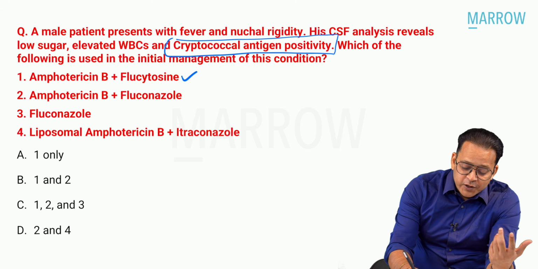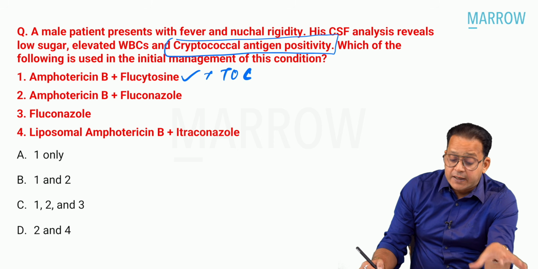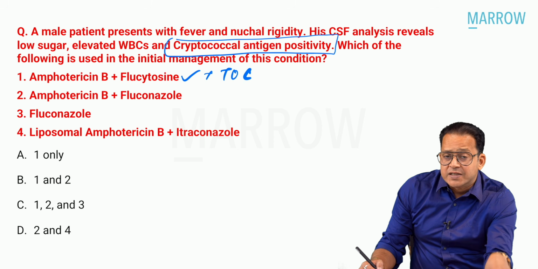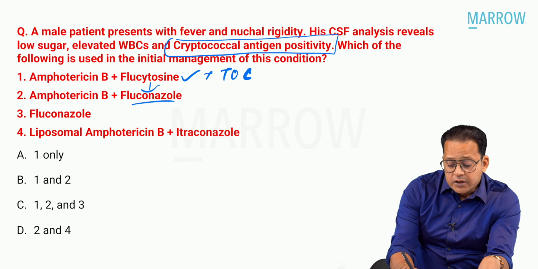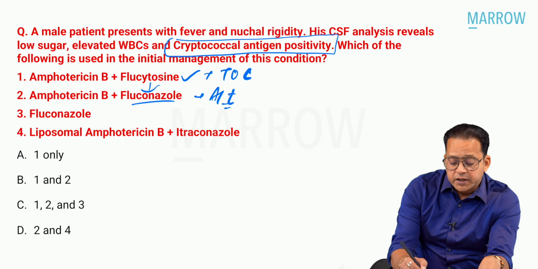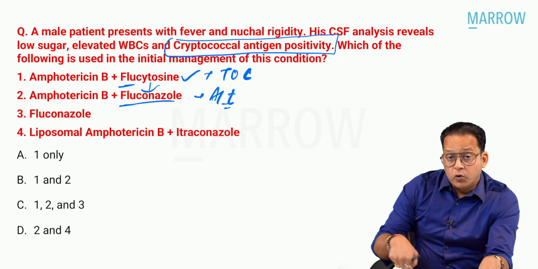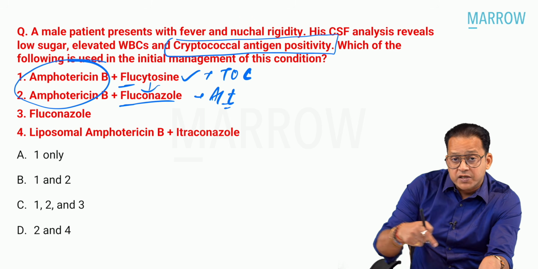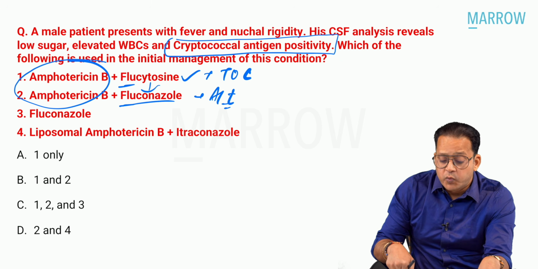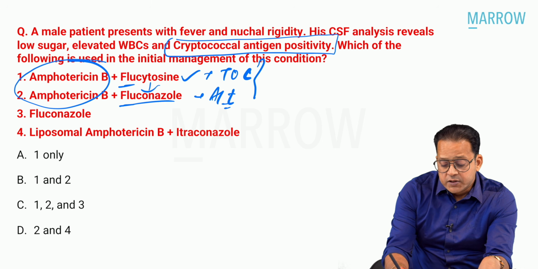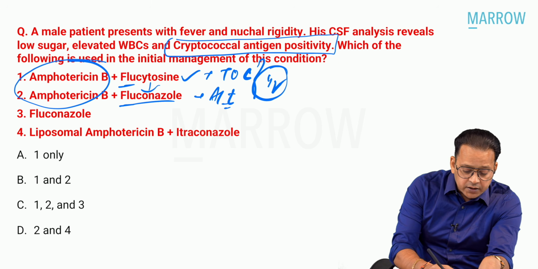So I can use flucytosine. Amphotericin B plus flucytosine is the treatment of choice. But in some places, if flucytosine is not available, I can replace flucytosine with fluconazole. So fluconazole is an alternative. So remember, what is common is flu. In treatment of cryptococcal meningitis, the drug of choice is obviously amphotericin B. The second drug can be either flucytosine or fluconazole. The preferred one is obviously flucytosine, and all these drugs are given by one route, that is IV. So 1 and 2 both are correct.